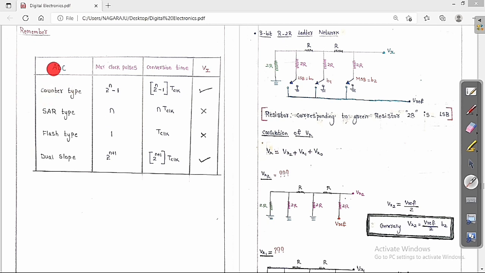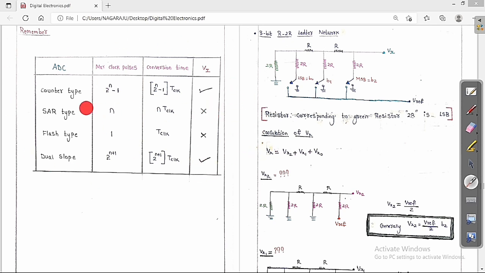So the easy way to remember the different types of ADCs is Captain Sachin first duckout, meaning counter type, SAR type, flash type and dual slope. This is the maximum clock pulses to detect the analog input, which is 2 to the power of n minus 1, this is n, this is 1 and this is 2 to the power of n plus 1. So just multiply by t clock, and we are going to get 2 to the power of n minus 1 into t clock, n into t clock, t clock, and 2 to the power of n plus 1 into t clock.